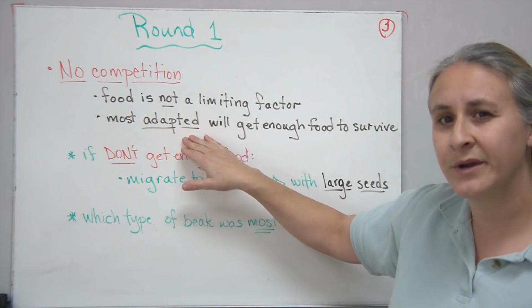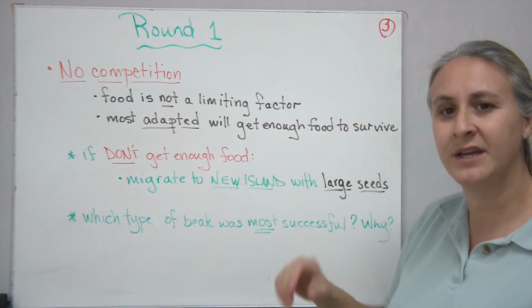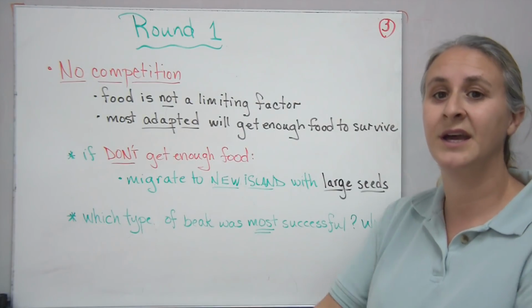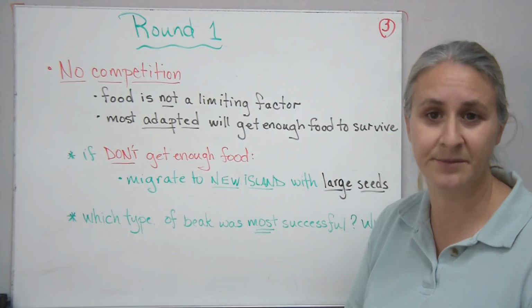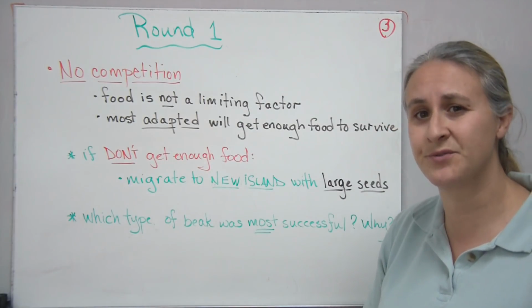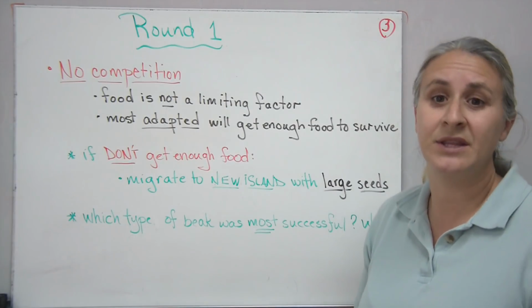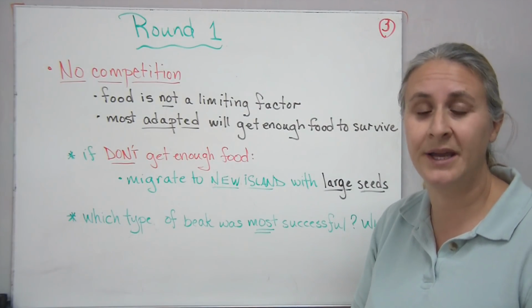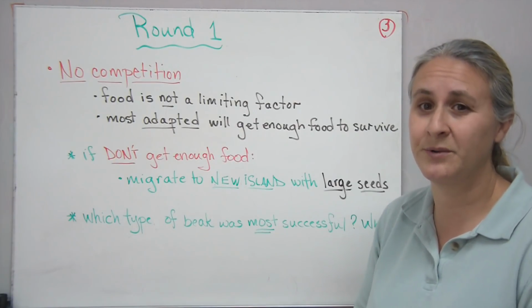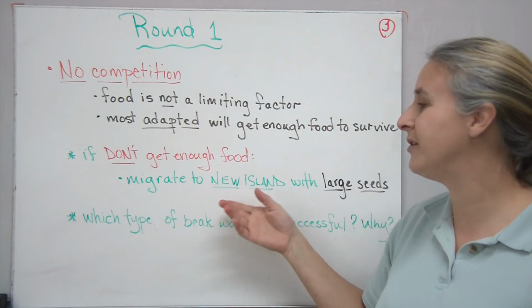In this case, the organisms that survived were the ones that were most adapted because they would be able to get enough food in order to survive and then move on to the next round, possibly even reproduce with their mate. If you didn't get enough food in this first round, just like if you didn't eat enough food today, it doesn't mean that you're necessarily going to die right away, but you're going to have to find some food pretty quickly.